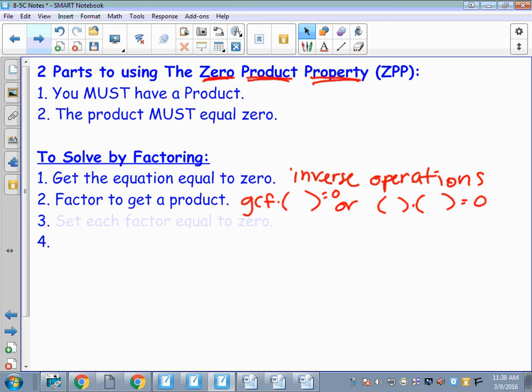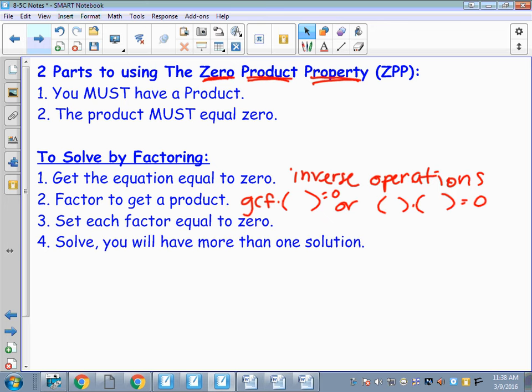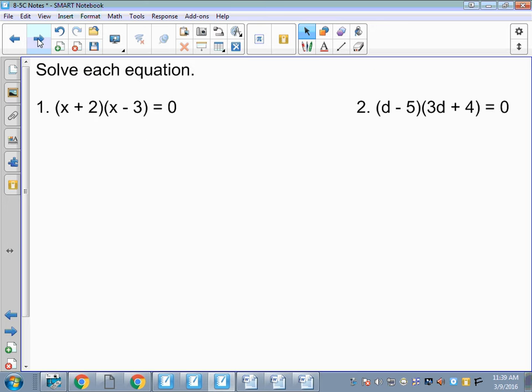After you factor to get the product, you're going to set each of the factors equal to 0, like I just did on the last page, and then you're going to solve just like I did on the last page. So let's go ahead and try this. 1 and 2 are already factored. ZPP, do I have 0? Yes, I have 0. Do I have a product? Yes, I have a product. So because I already have 0 and I already have a product and it is already factored, I can skip right to those steps 3 and 4.